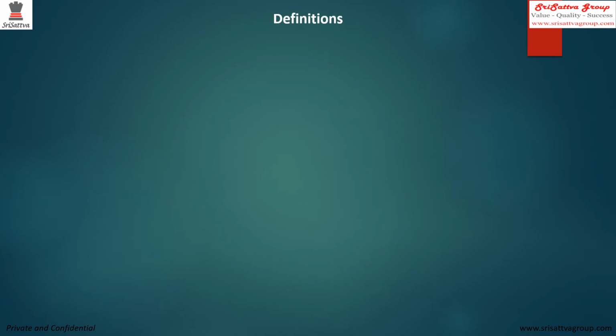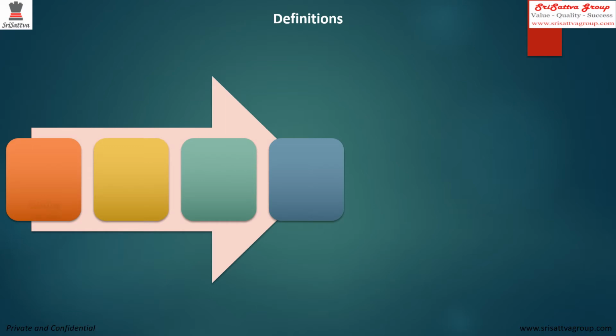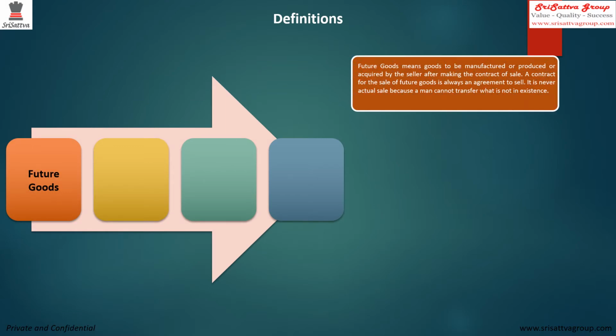Definitions. Future goods. Future goods means goods to be manufactured or produced or acquired by the seller after making the contract of sale. A contract for the sale of future goods is always an agreement to sell. It is never actual sale because a man cannot transfer what is not in existence.